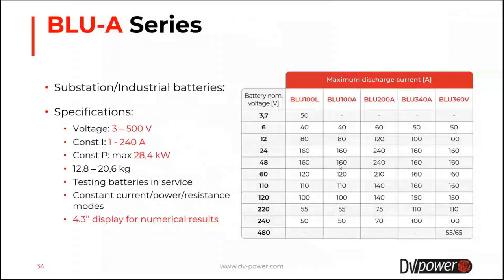The second series is BLU or battery load unit A series. It is intended to be used for the batteries in substations and industrial batteries. Here we can see their operating voltage levels are from 3 to 500 volts and their maximum current is 240 amps with maximum power of 90.7 kilowatts. All these technical informations are available on our DV Power site, and you can also download brochures for more details.